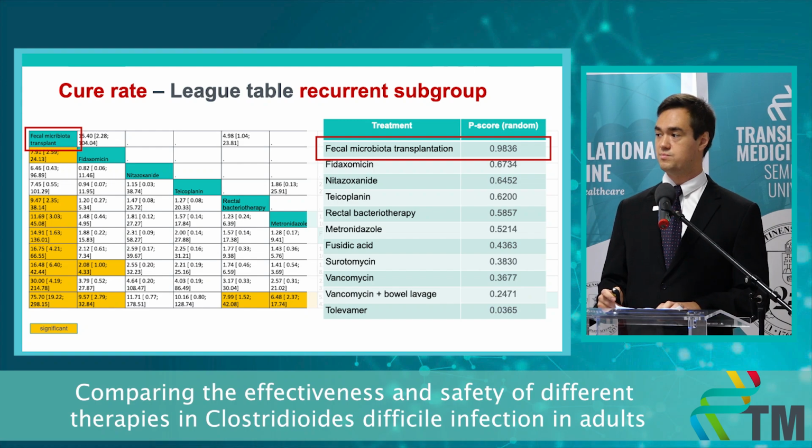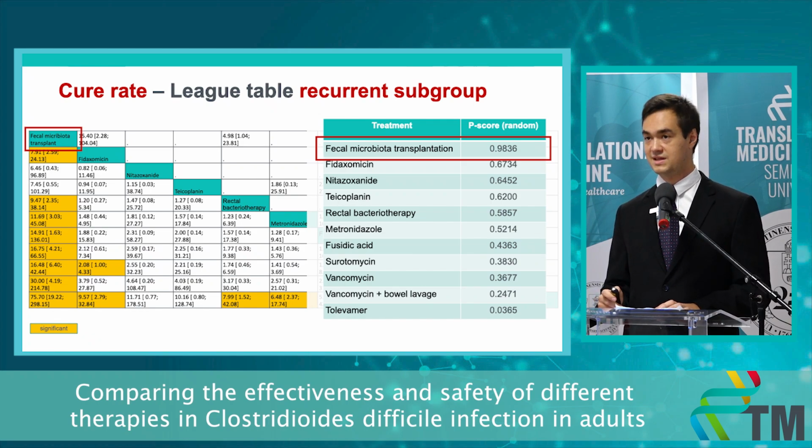Globally, we can say about this league table, FMT is mathematically significantly better compared with the other treatments, and according to the p-score, where the FMT's p-score is also significantly larger than the other treatments', it suggests that in the case of recurrent C. diff infection, the best possible treatment is FMT.